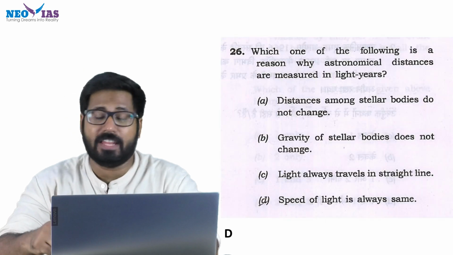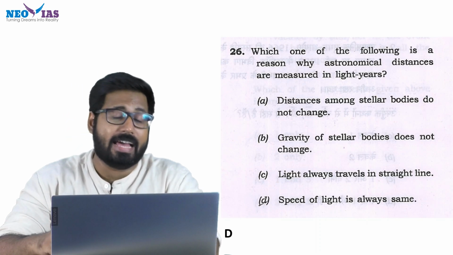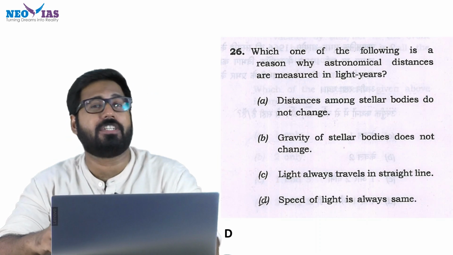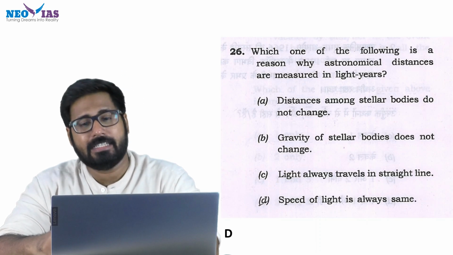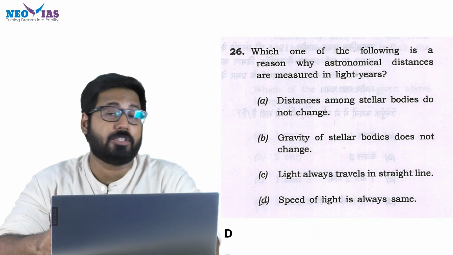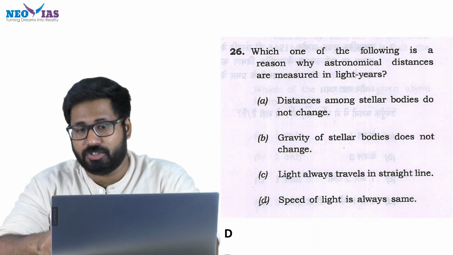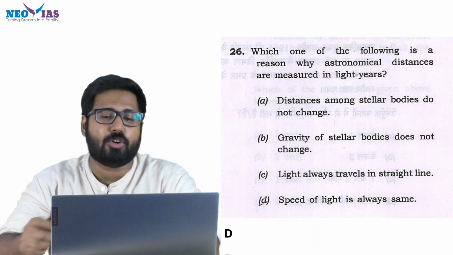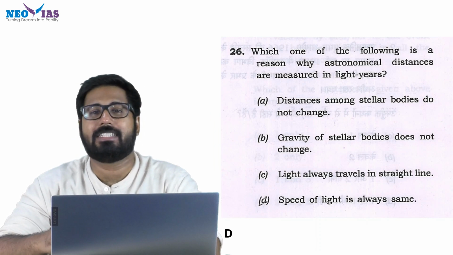Coming to the next one, it's a very simple basic question. Which one of the following is the reason why astronomical distances are measured in light years? It's a very simple straightforward question. Option A says distances among stellar bodies do not change. Option B, gravity of stellar bodies does not change. Option C, light always travels in a straight line. And finally, speed of light is always the same.